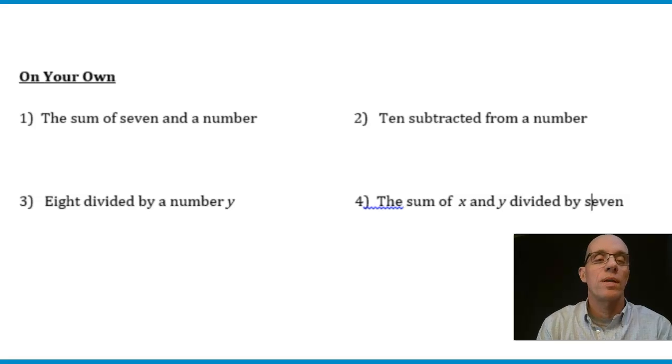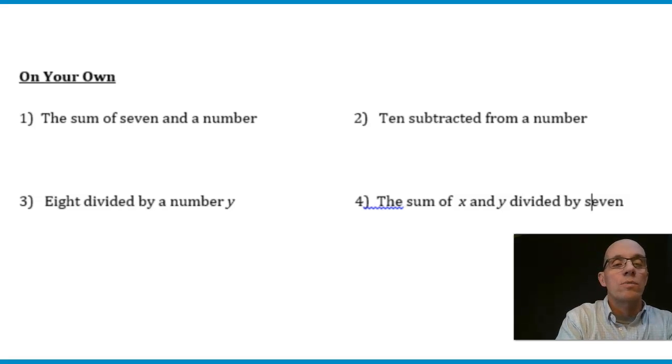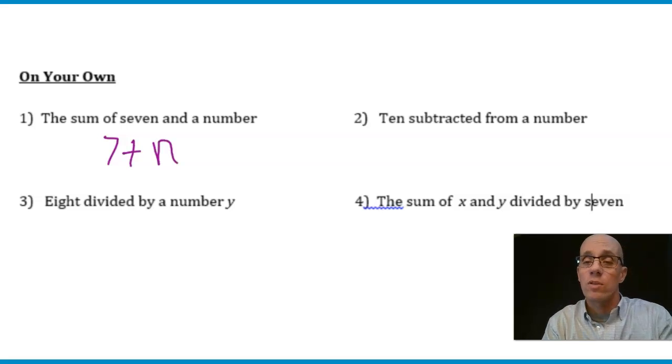Okay, so the first one here, the sum of 7 and a number. Sum should ring a bell that we're talking about addition here. So 7 plus a number, easy enough. I could write n as my number. You could use any variable. x and y are used a lot.